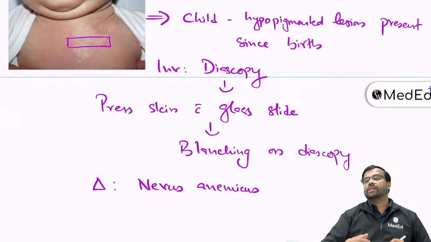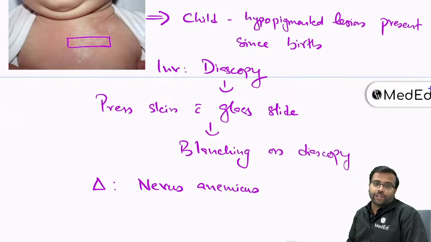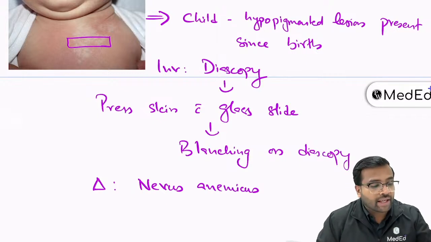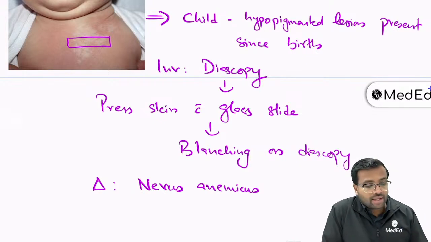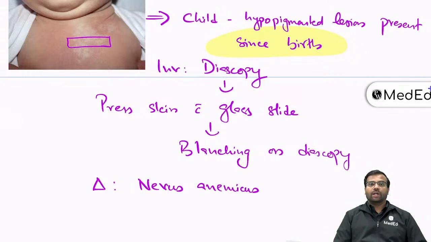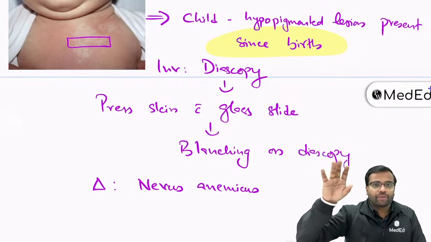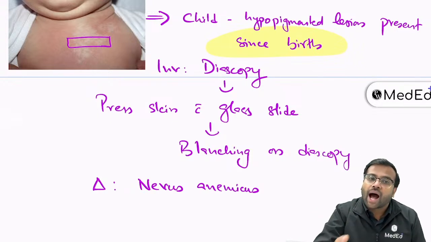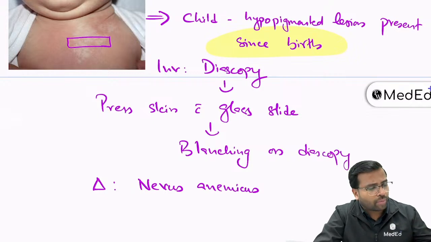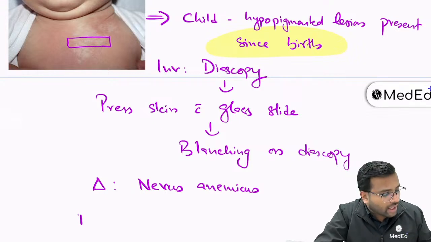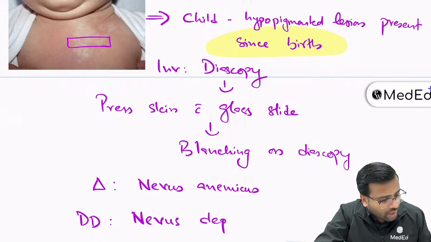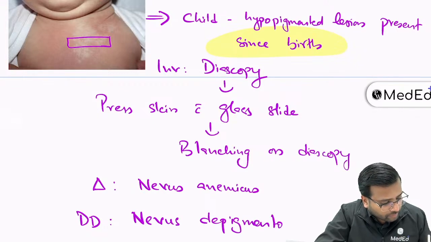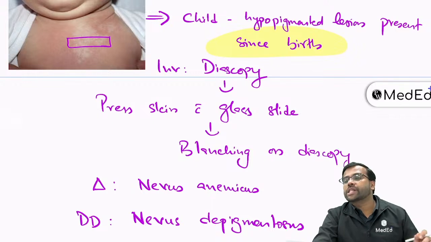Okay, nevus anemicus. Now, as a good clinician, when the parents are saying this magical history, I'm seeing these lesions in my baby since birth, if it is a localized hypopigmentation, then think about nevus anemicus, or there is also one more differential diagnosis here. Another differential diagnosis is nevus depigmentosis. See, what does depigmentosis mean?